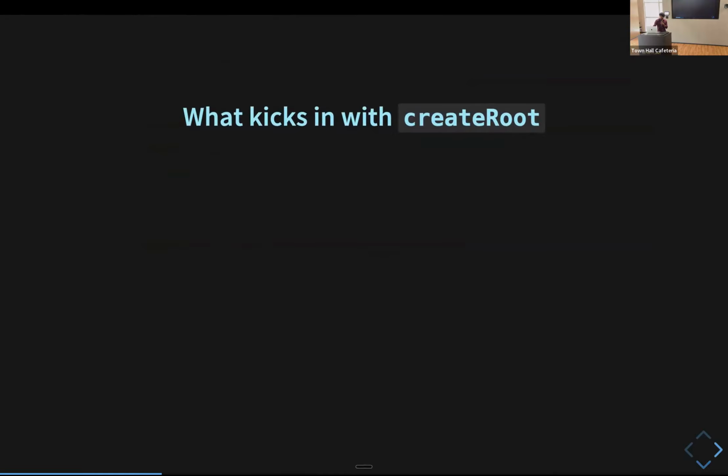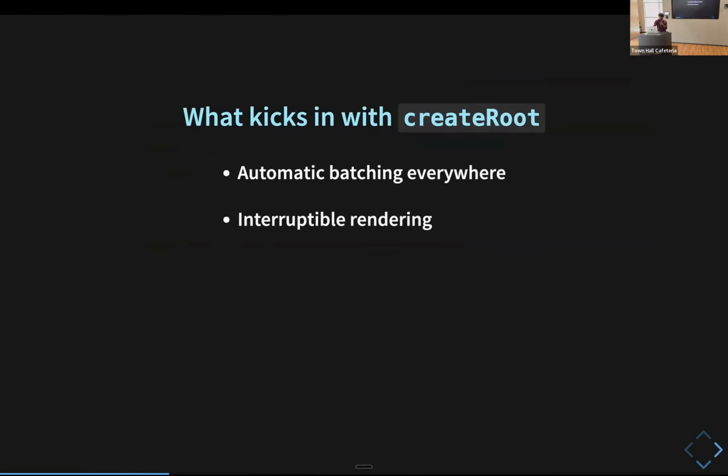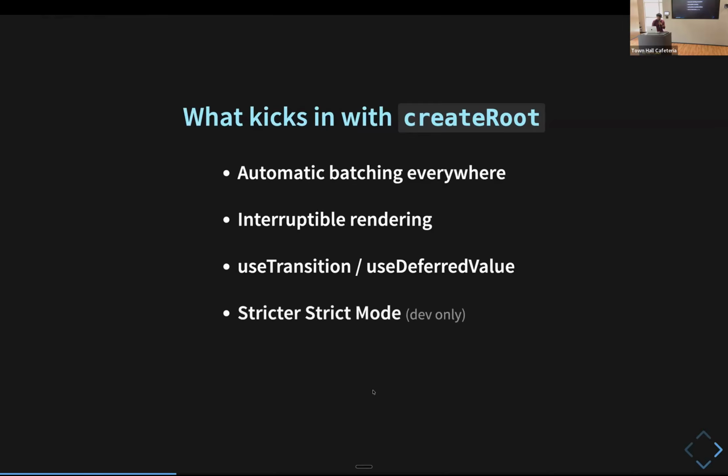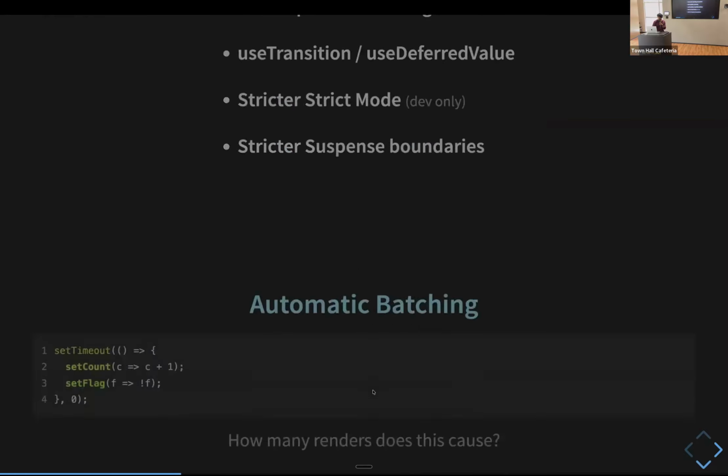There are a few other things which kick in with createRoot. Those are mainly that batching works everywhere. Batching is around how your state updates are batched. Then rendering is now interruptible. You have more hooks to handle performance, that is useTransition and useDeferredValue would start working. Then there are changes in how strict mode works in React. Strict mode is a development-only feature where React can help you catch bugs, so this would also start kicking in. Then there are also changes around suspense boundaries. I will explain more on this in later slides.